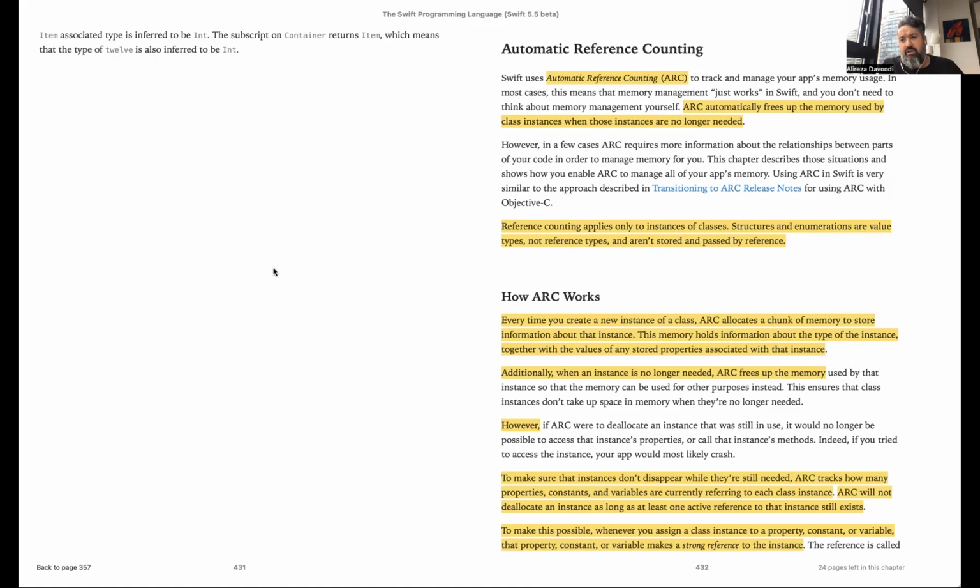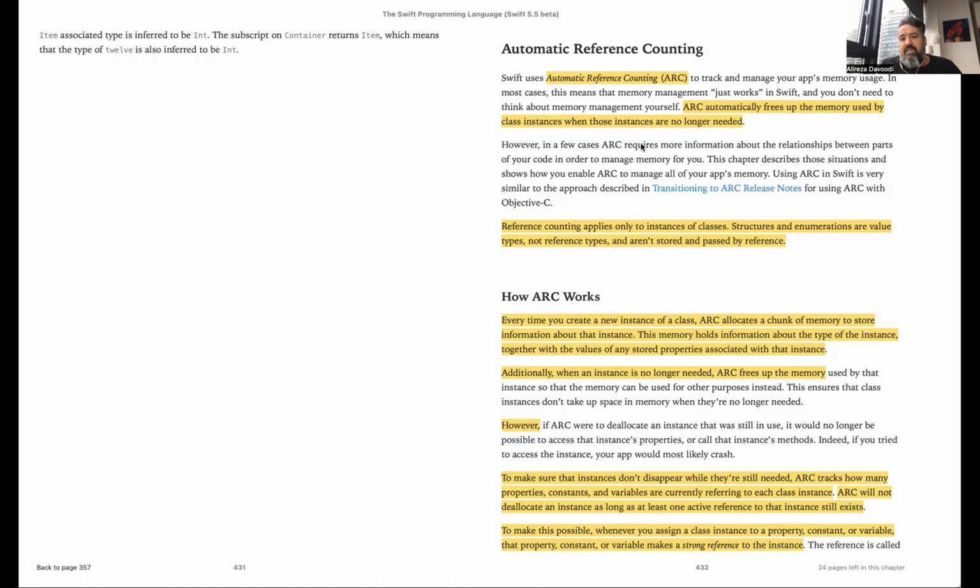Again, this is an important topic, particularly for understanding how the language works, but also because there's always a question about it in interviews. I think this is 24 pages. I just want to talk about some part of it, and we'll continue next week. So the job of automatic reference counting, as you can see here, is to free up the memory used by class instances when those instances are no longer needed.